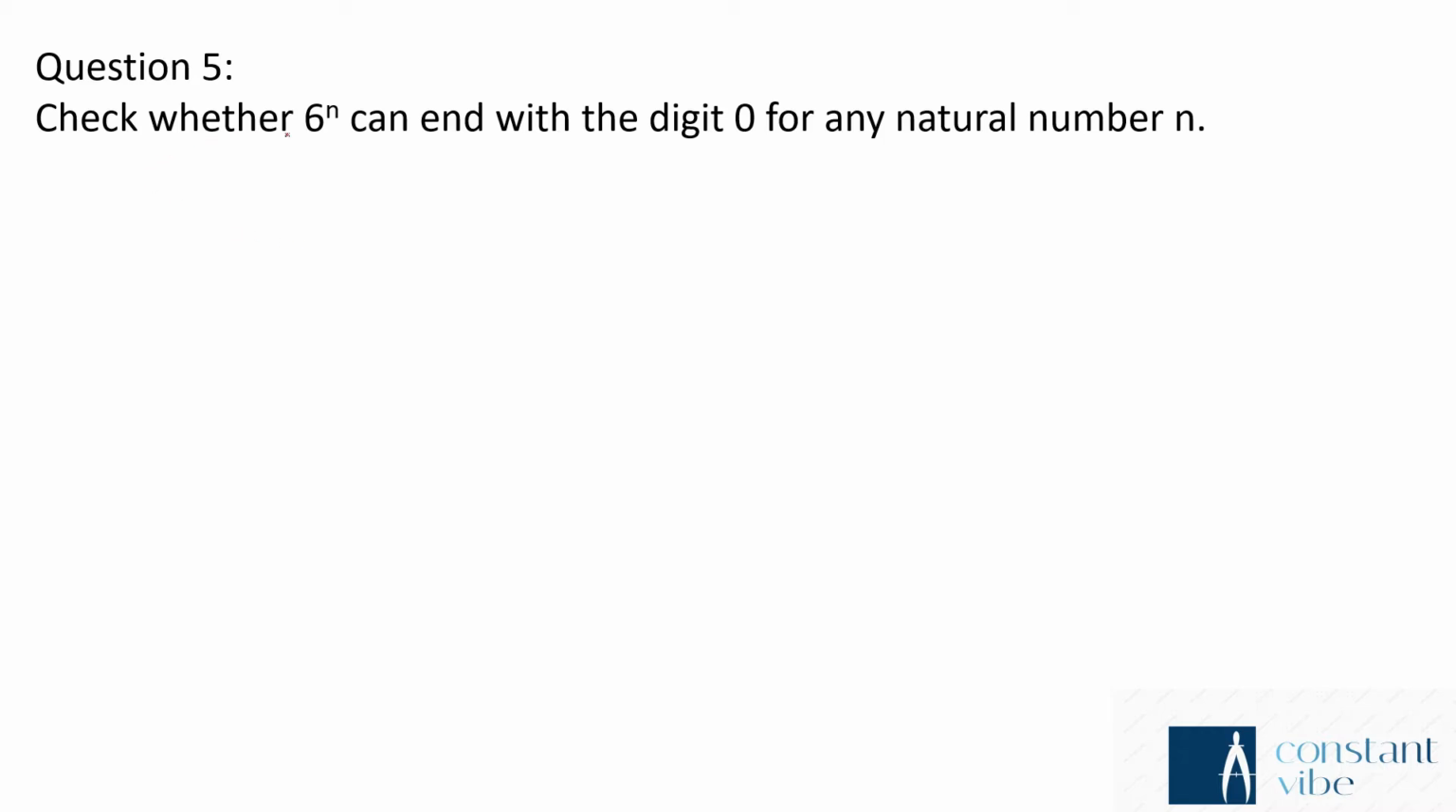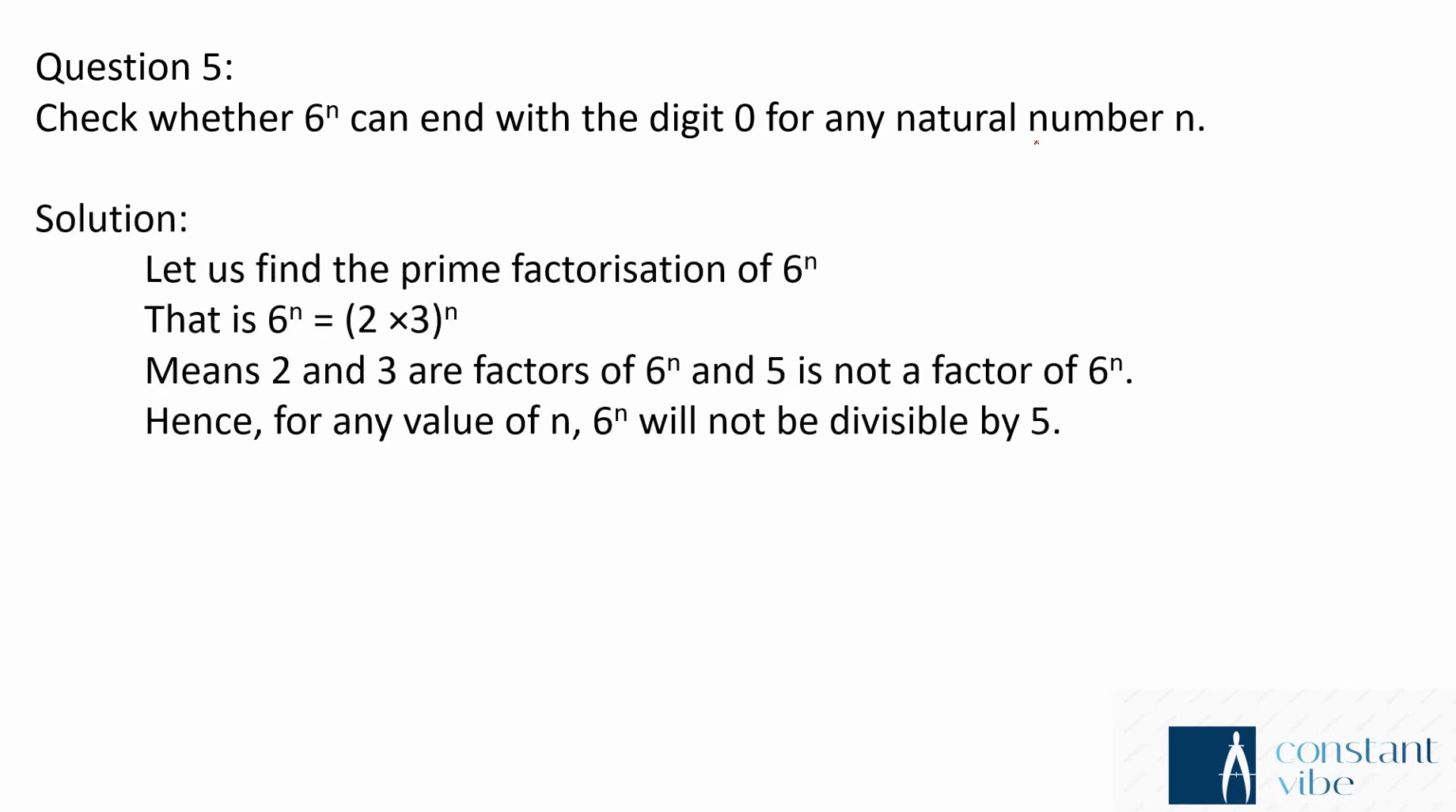And next question, the fifth question: check whether 6 to the power n can end with the digit 0 for any natural number n. Solution. You can see here, let us find the prime factorization of this one. That will be 6 to the power n is equal to 2 into 3 to the power n, means 2 and 3 are factors of 6 to the power n, and 5 is not a factor.